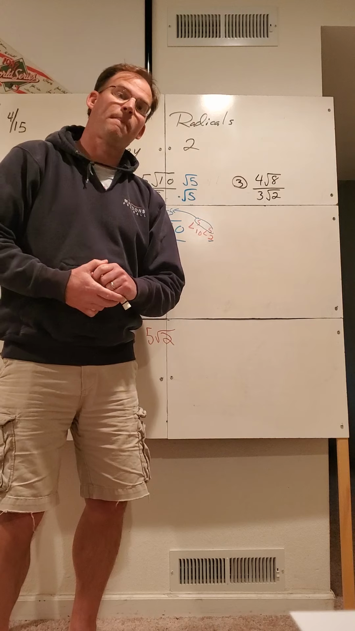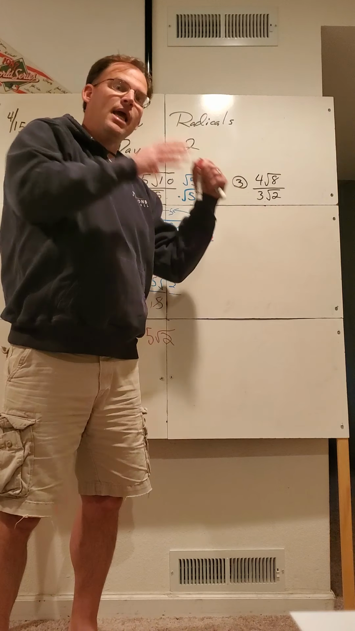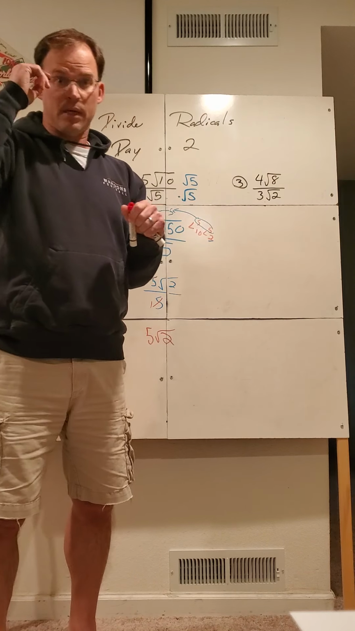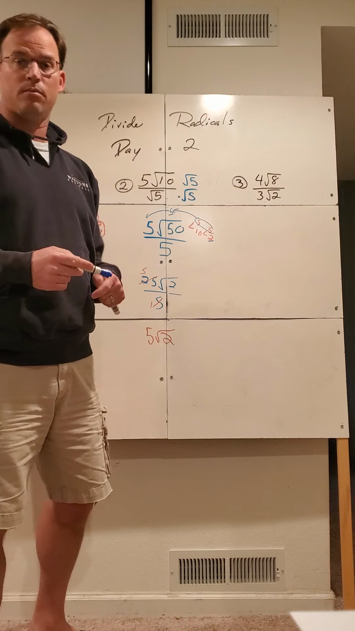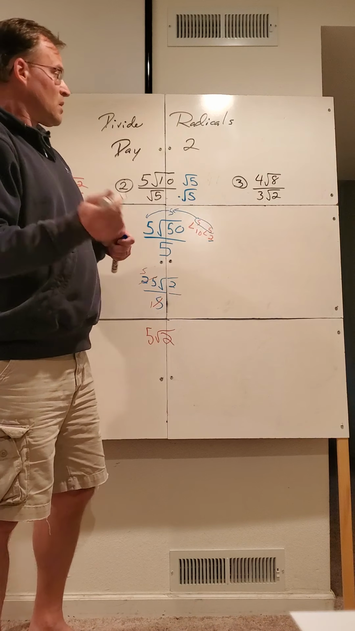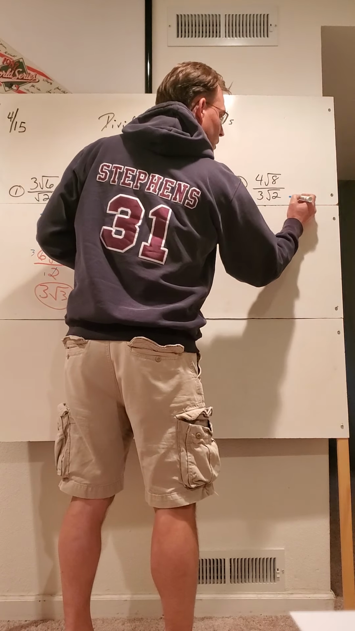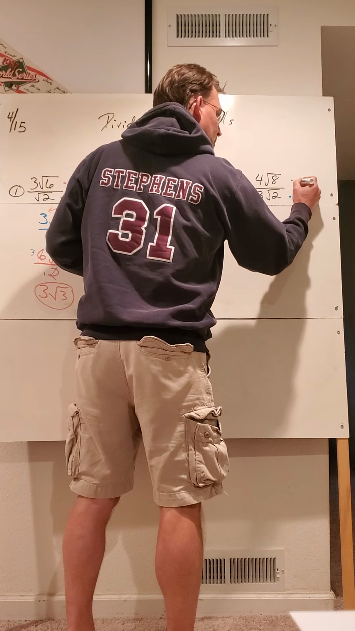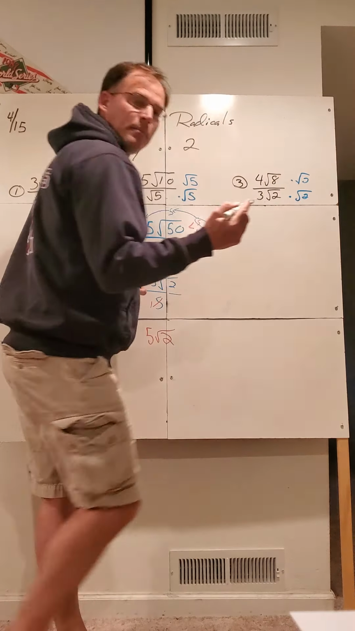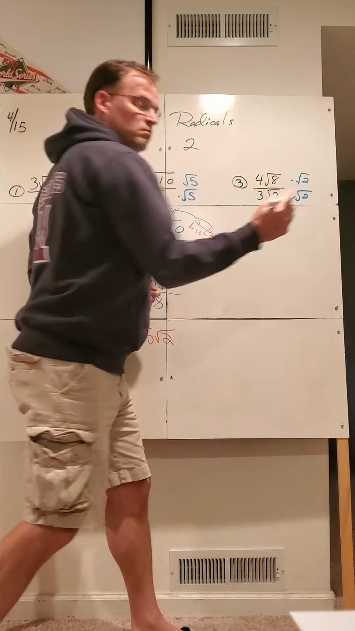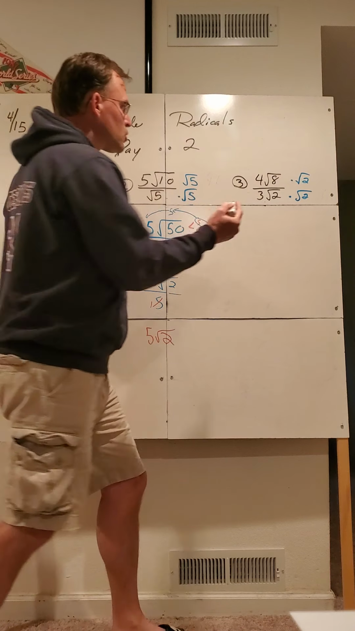One more shot. One more example. Number 3. Again, just like yesterday, the only thing that's a problem in that denominator is the square root of 2. The 3 doesn't bother me. So all I need to multiply by is the square root of 2 on the top and the bottom. It's the only problem I got.